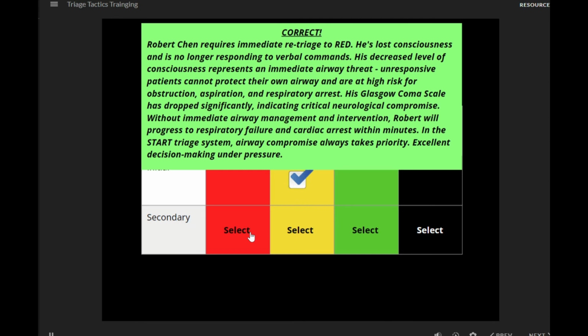Reassess his level of consciousness and airway status. Correct. Robert Chen requires immediate retriage to red. He's lost consciousness and is no longer responding to verbal commands. His decreased level of consciousness represents an immediate airway threat. Unresponsive patients cannot protect their own airway and are at high risk for obstruction, aspiration, and respiratory arrest. His Glasgow Coma Scale has dropped significantly, indicating critical neurological compromise. Without immediate airway management and intervention, Robert will progress to respiratory failure and cardiac arrest within minutes. In the START triage system, airway compromise always takes priority. Excellent decision-making under pressure. Click Next to continue.